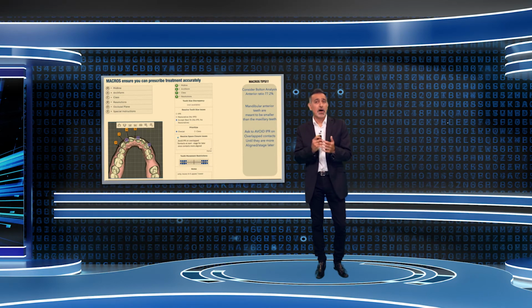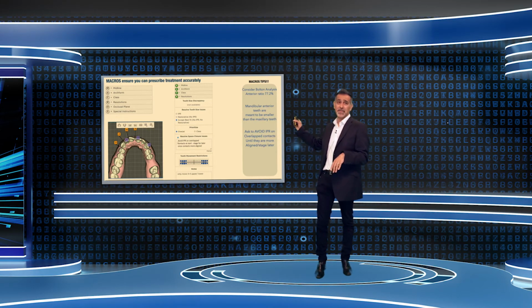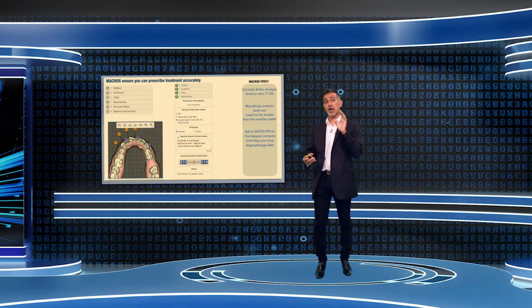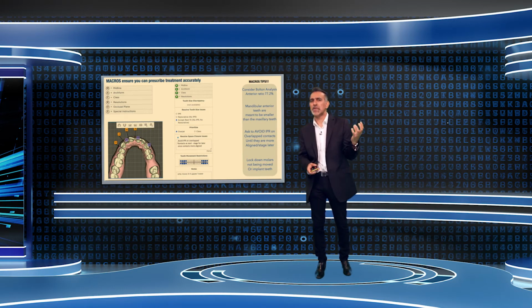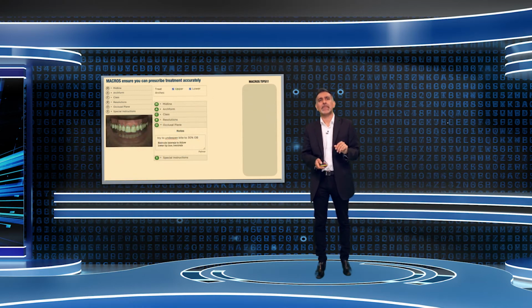A thing that I always ask for is to avoid IPR on overlap contacts. That's almost a standard rule in most of my case requests, because I don't really want to be doing heavy amounts of IPR on, as you can see on the left side of the screen, between the upper left, the upper right central and the upper right lateral. I wouldn't want to do that at the beginning of treatment, so I'd ask for that IPR to be deferred till later through the treatment. And this also gives the opportunity, again, to lock down teeth. So as mentioned, if we don't want to move the molar teeth or any implant teeth, you would mark those off for not being moved at all.